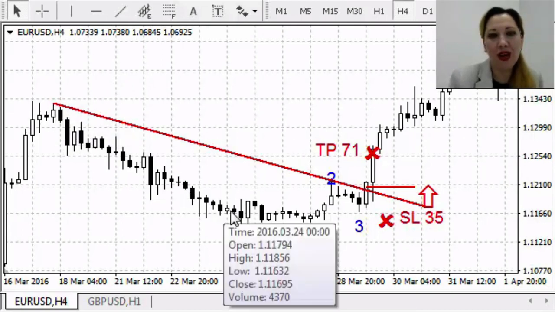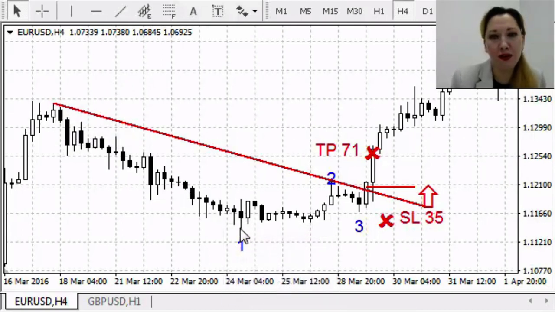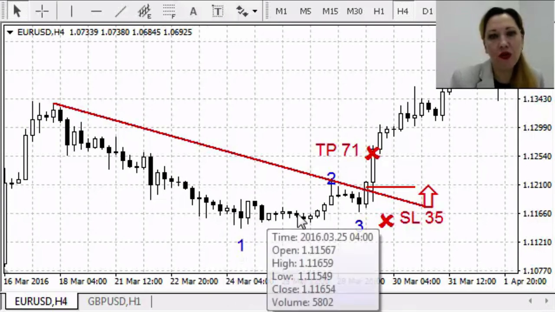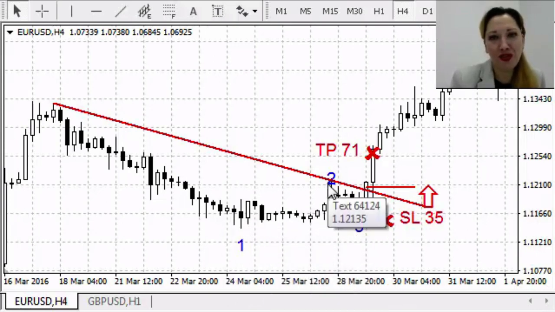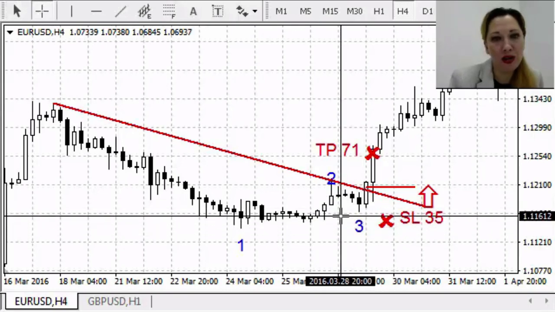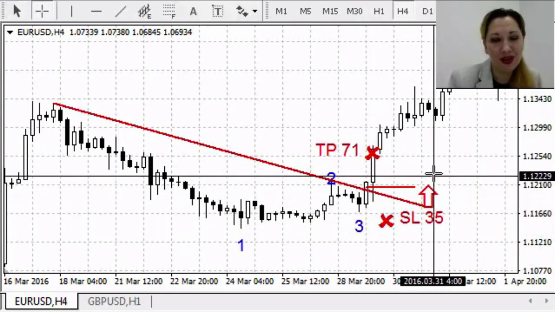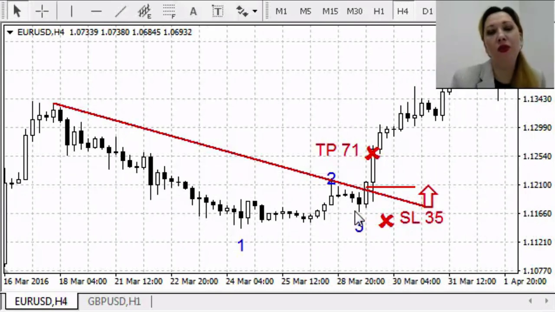So we saw the market gave us position 1. Very good, this is low. Next it goes up, gives us position 2 by forming a lower high, second lower high. Then it pulls back to position number 3. It's higher than number 1, so the condition is done. Then we are waiting for the breakout. It happened. How do we see it?